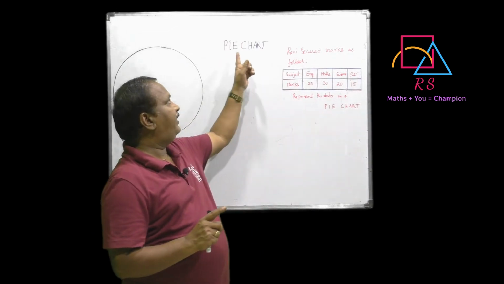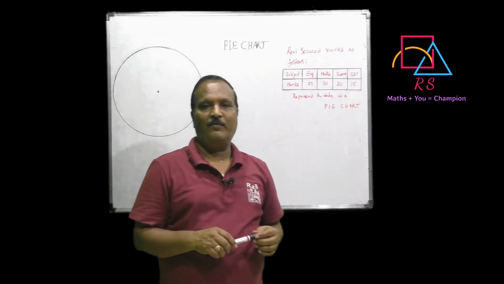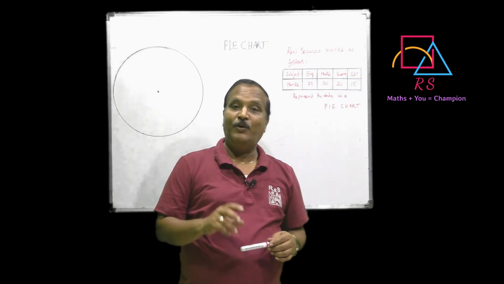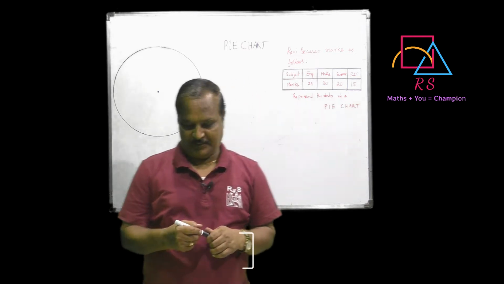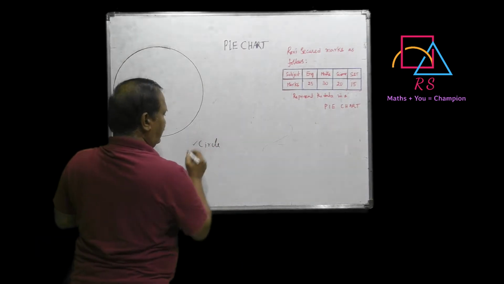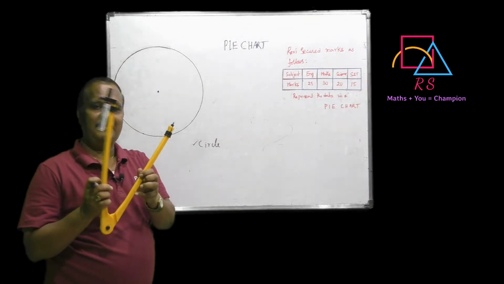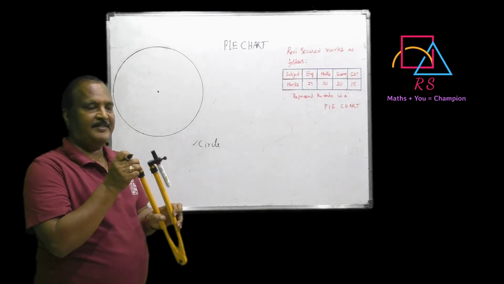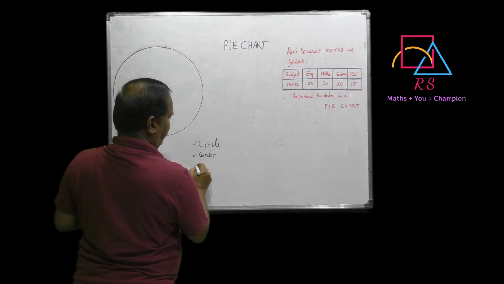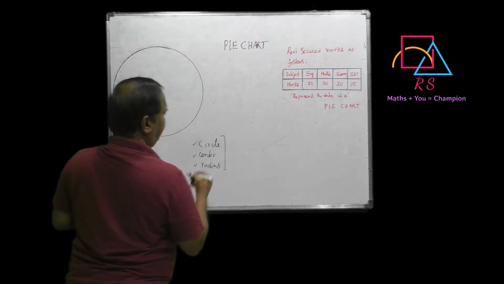Now before I explain the pie chart, you should know a few things. What is that? Circle, you should know. How to draw the circle, you should know. Right? This is the circle. And a circle you can draw using the compass, with some radius. So using the center and some radius, you can draw a circle.